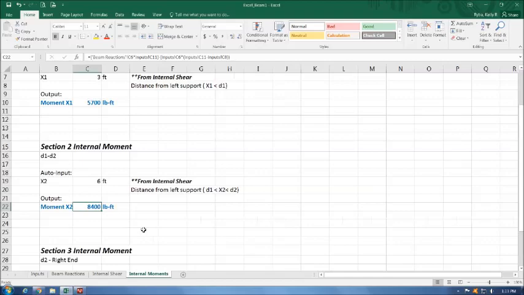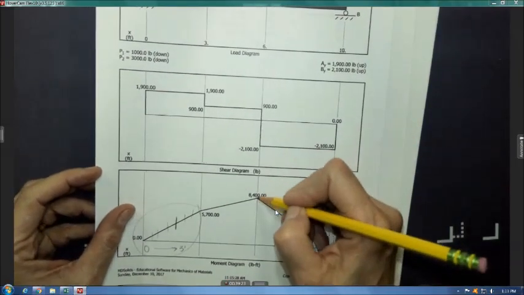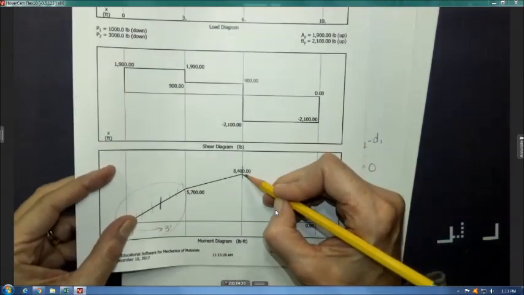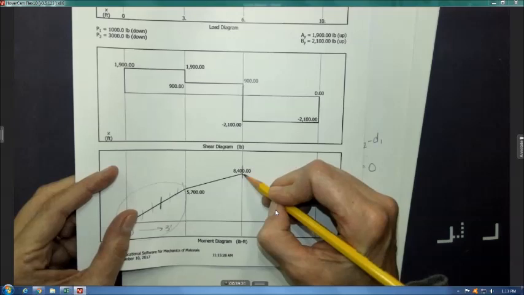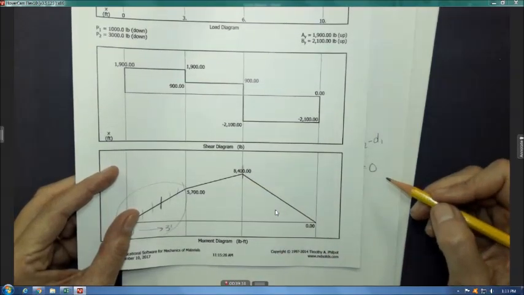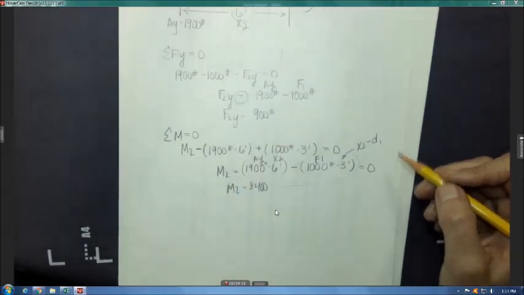and you'll notice that that is the high mark on our moment diagram. So right here is where I was calculating for. That's that 6-foot distance right before the application of the force. 8,400 is our number. Any questions so far? Then we got one more section to do.